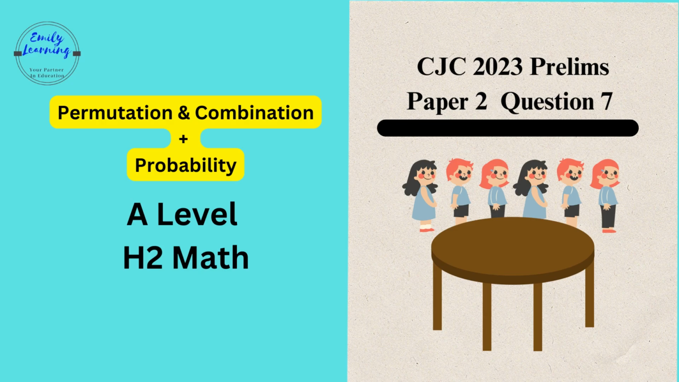So in this video, I'll be going through the 2023 CJC Prelim Math paper. This is Paper 2, Question 7, and we'll be covering a question on permutation and combination, and probability questions that involve using concepts from permutation and combination. So let's get started. Let's take a look at this question on permutation and combination.